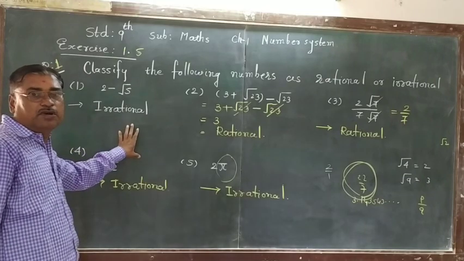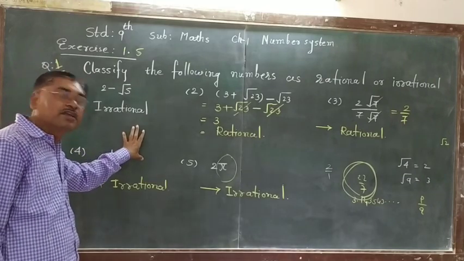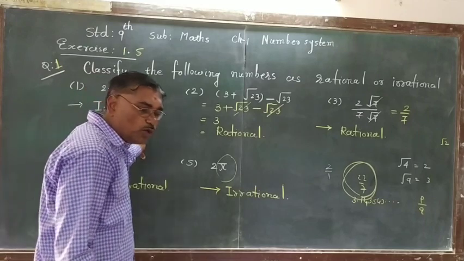We can represent each number as rational or irrational. Now write this down in your notebook.